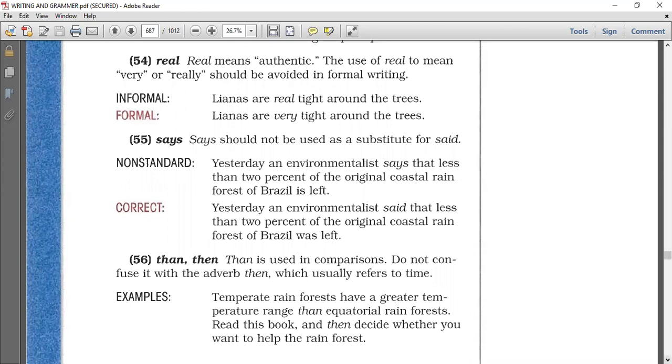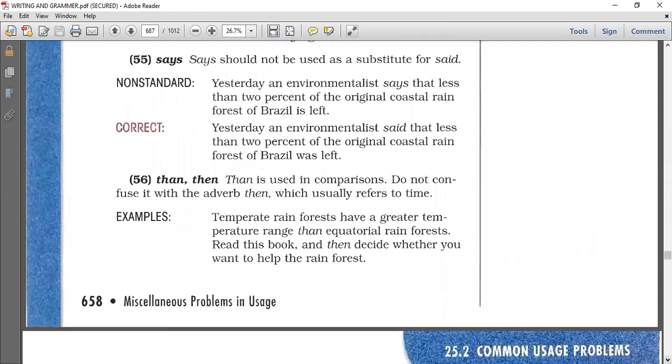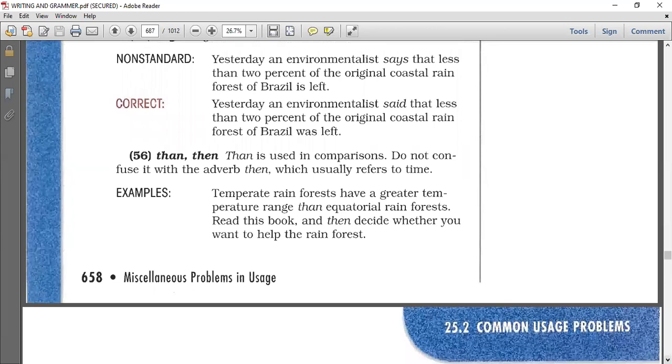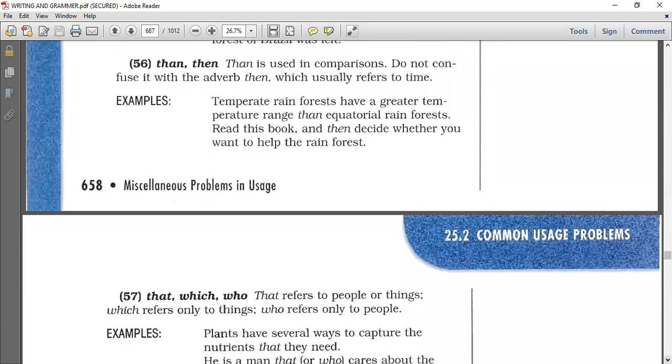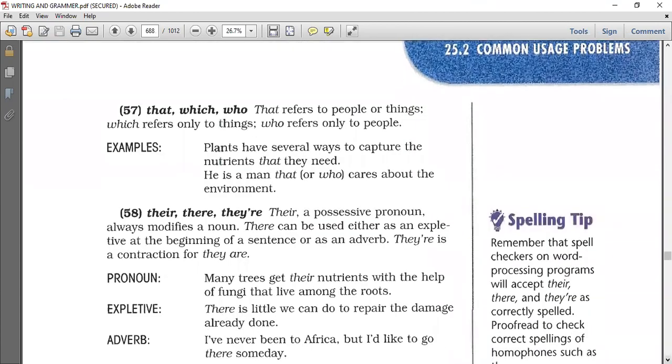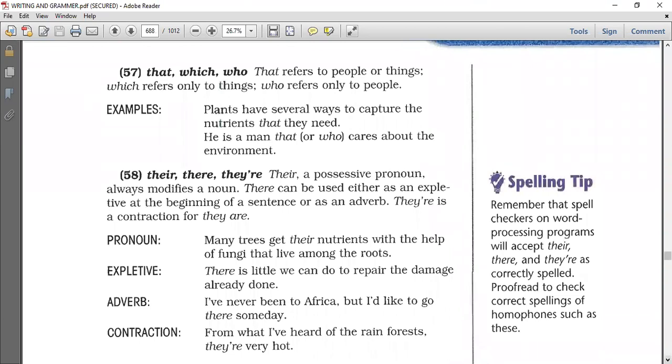Okay. Number 55, says should not be used as a substitute for said. And I think this is a rare mistake. Yesterday, an environmentalist, the sentence is in the past. So how come you say says? That's wrong. This is a piece of cake. 56, than and then. You know, than is used in comparison. Do not confuse it with the adverb then. Then means after that, okay? It gives the order of time. For example, I'm taller than my sister, but I had a shower, then I went to bed.